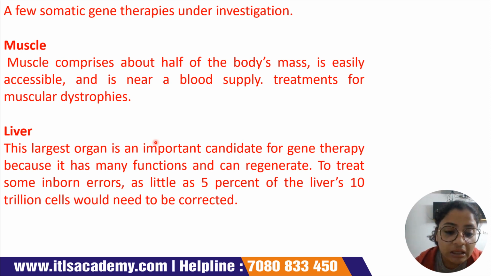So it is the largest organ. It is an important candidate for gene therapy because it has many functions and can regenerate. To treat some inborn errors, as little as 5% of the liver's 10 trillion cells would need to be corrected. So the liver consists of, say for example, 10 trillion cells. Among them, if we can correct at least 5% of the cells, it will be sufficient to treat such diseases. What kind of diseases? Mainly the inborn errors of metabolism.